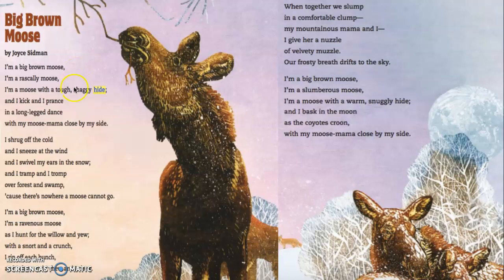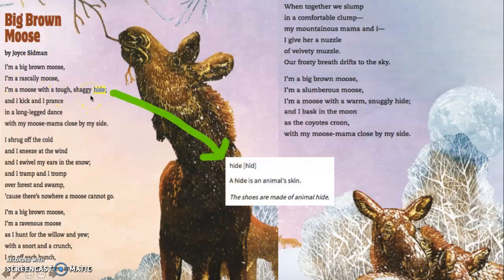But in this poem, the word hide refers to something else. The word hide is an animal skin. For example, the shoes are made of animal hide. So I want you to keep that in mind as we read the poem.